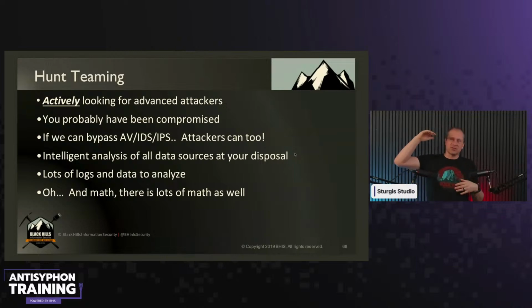So if you're worried about that level of adversary, which everybody should be, this means that we use those technologies and they're very, very important to us. But we also need to be in a position to where we're actively trying to detect the attackers who may be bypassing the security technologies that exist in our organizations. Because if companies like Black Hills Information Security have the ability to bypass AV, IDS, IPS, the attackers do as well. So it requires us to get these logs, start doing analysis of those logs, and then we're going to be throwing some math at this as well.